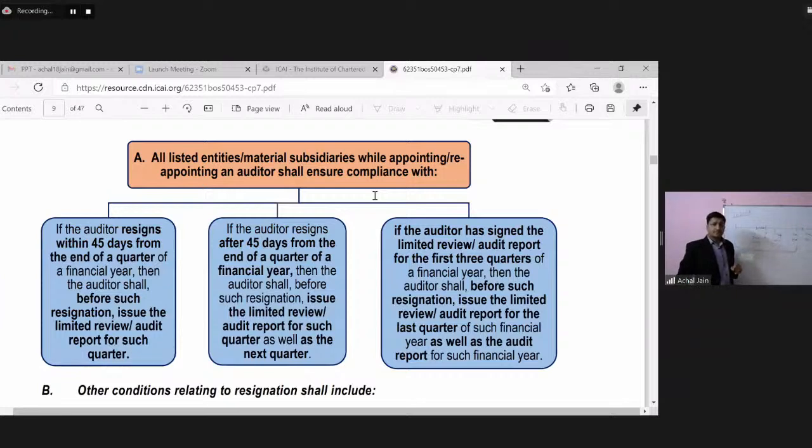2020-21. Now, what is required on the part of the auditor? Then the auditor shall, before such resignation, issue the limited review or the audit report for the last quarter of such financial year as well as the audit report for such financial year. So that means if 3 quarters have been covered by him, then he will have to complete the 4th quarter also.